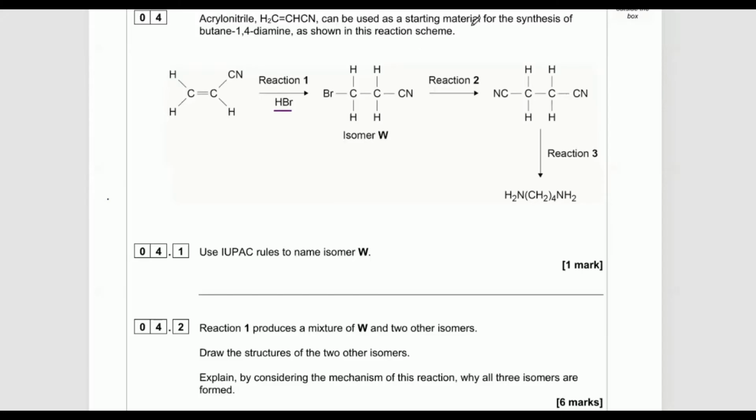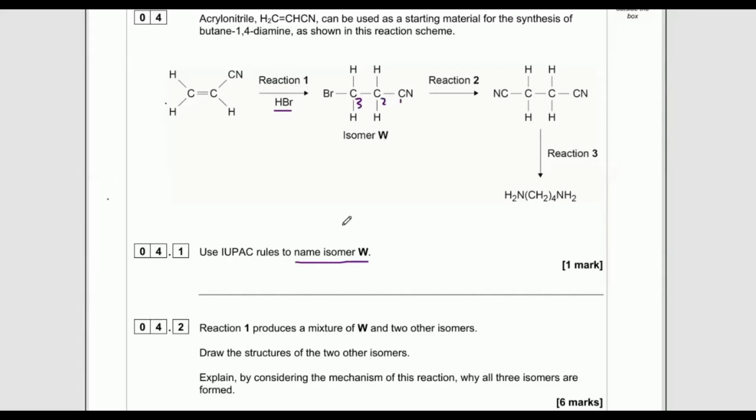Acrylonitrile can be used as a starting material for the synthesis of butane-1,4-diamine, as shown in this reaction scheme. So you've got reaction 1 involving hydrogen bromide going to isomer W, which seems to have a nitrile and a bromine atom on. We've got reaction 2, which has a nitrile on each end, and then reaction 3, which ends up with an amine on each end of the molecule. So the first question, 4.1, is use IUPAC rules to name isomer W.